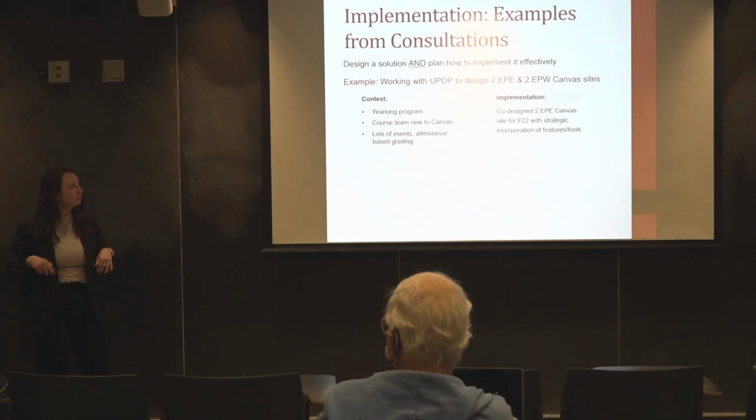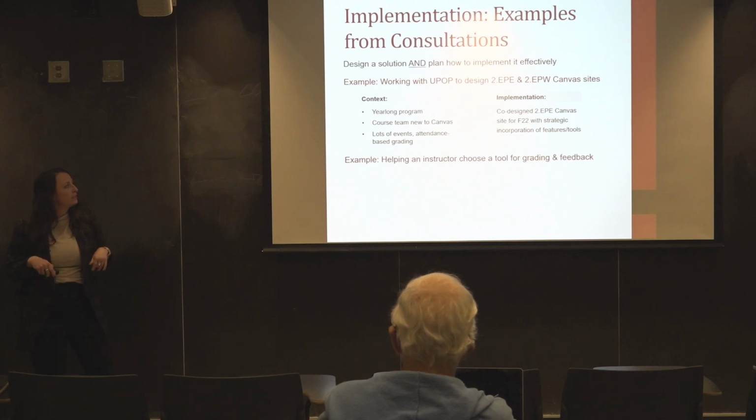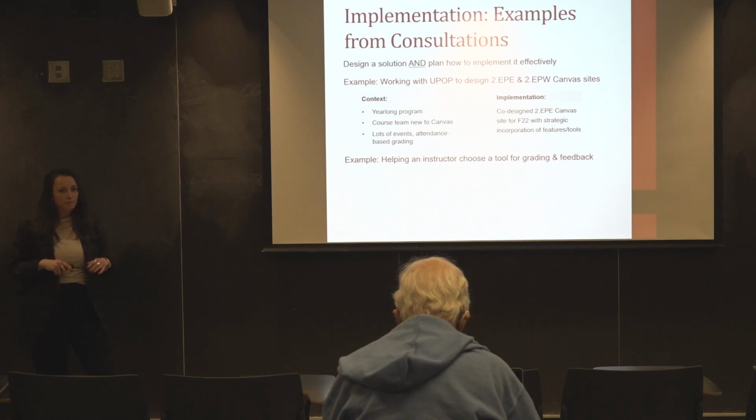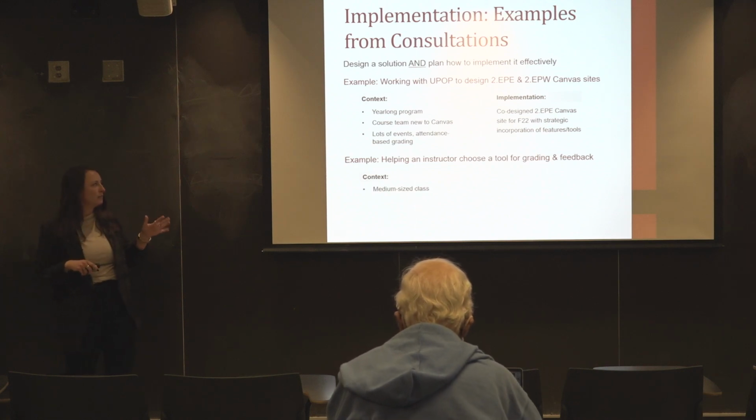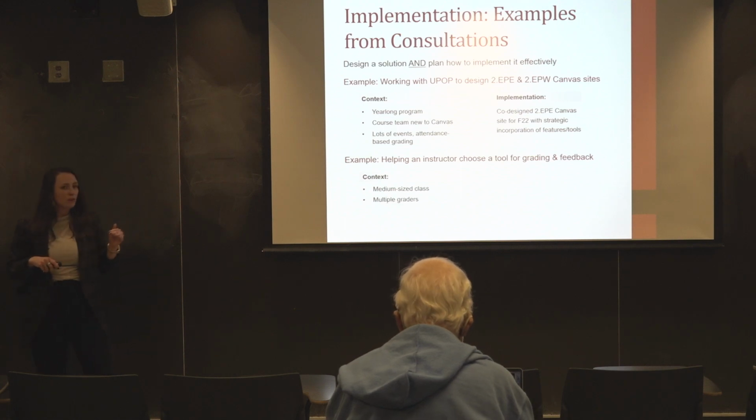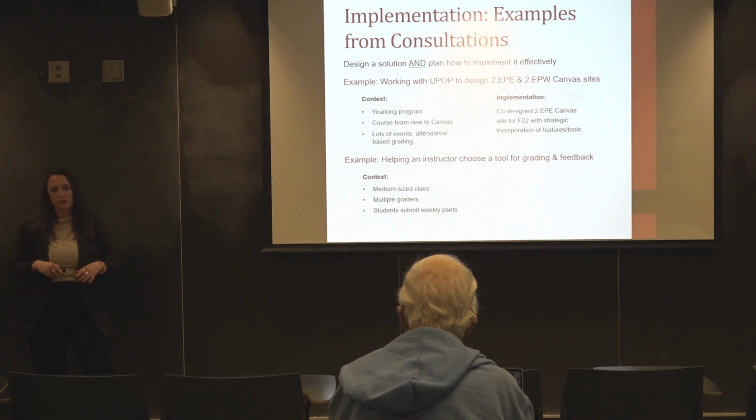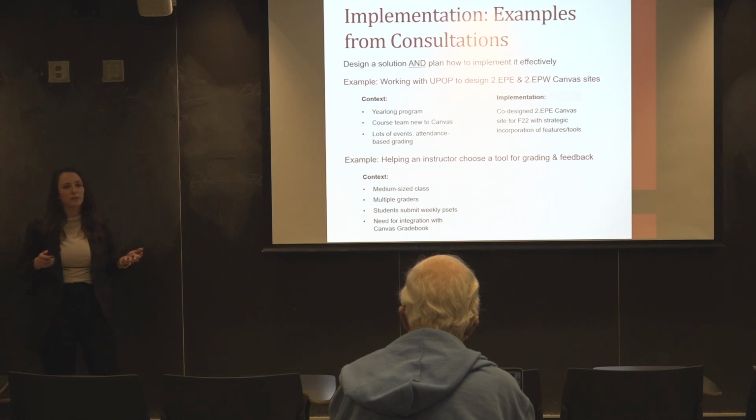And then another example is a little more general, just helping an instructor choose a tool for grading and feedback. So this is going back, instead of the program level, this is on an individual class level. So the factors we considered here is that it's a medium-sized class, roughly. There are multiple graders who are involved in grading P-sets that students submit on a weekly basis. And there is a need for this tool to be integrated with the Canvas gradebook.